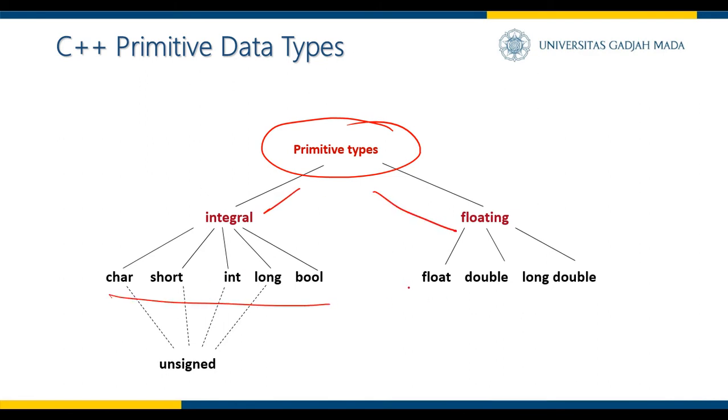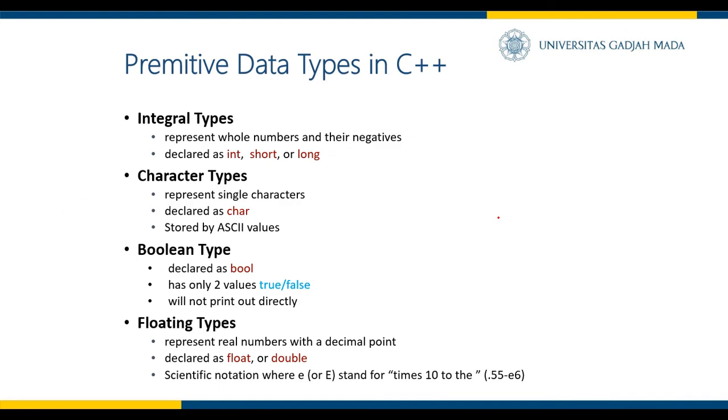This is the integral, and this is the float. The float is like a decimal, like 0.2 and etc. Now we will check one by one the primitive data types in C++. The first one is the integral type, which represents the whole numbers as well as their negatives. For example, integer, short or long, we declare it with a whole number, like 1, 2, as well as the negative, minus 1, minus 2, and etc.